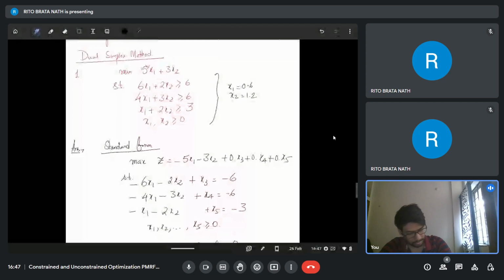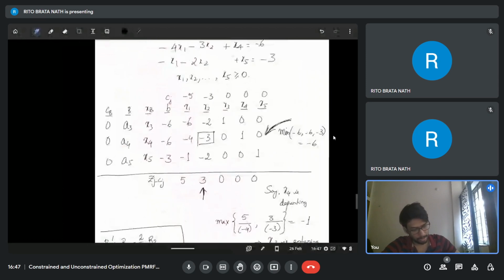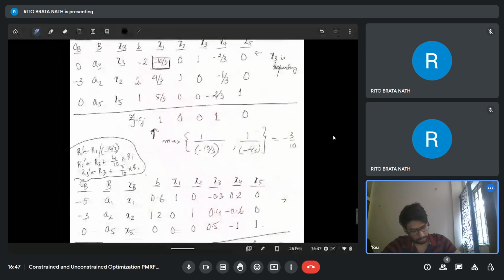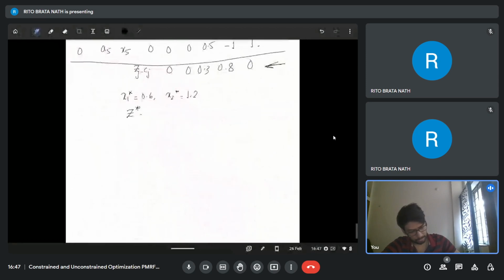And yes, that was 5x1 plus 3x2. So z star, 5x1 plus 3x2, I think is 3 plus 3.6. So that will be 6.6. So this is the correct answer.